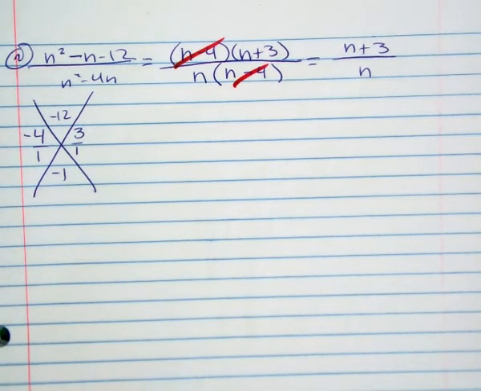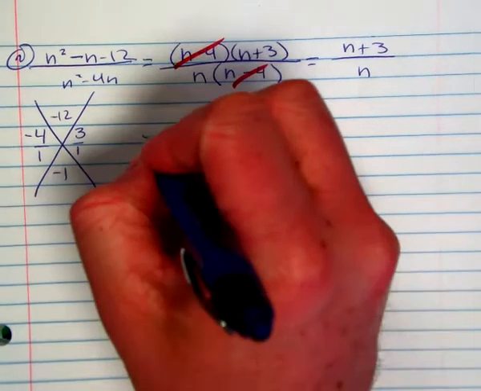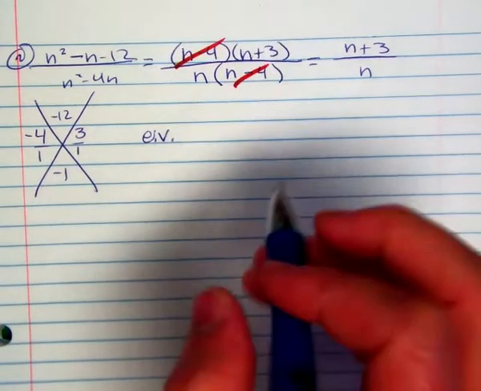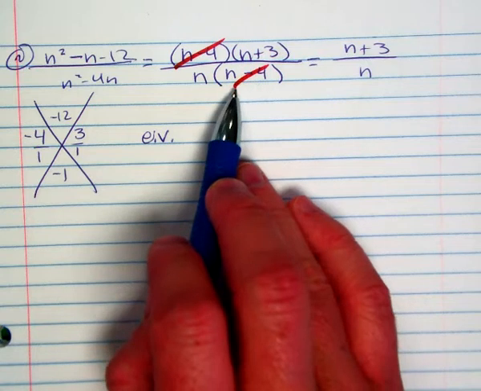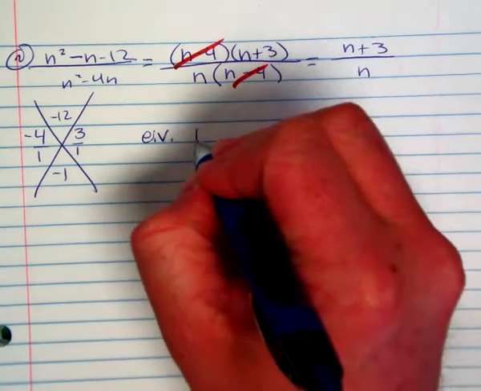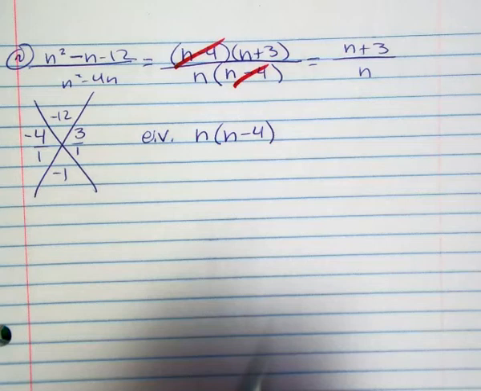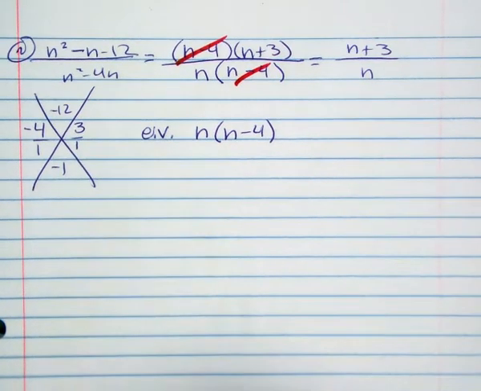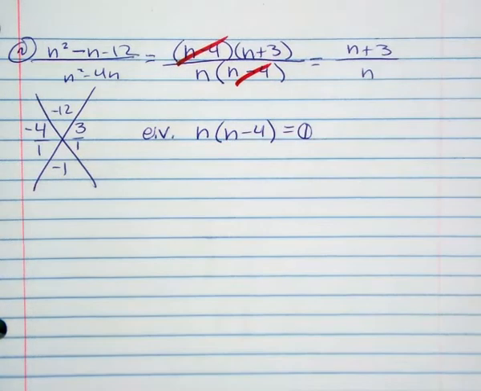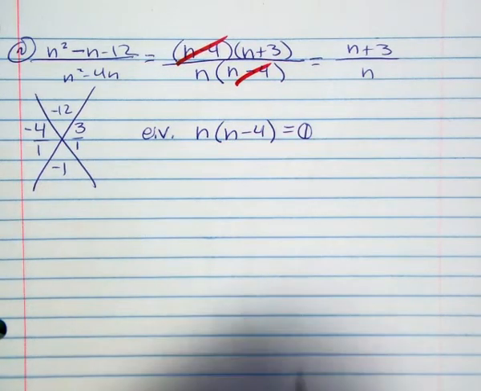Now, separately, we're going to do the excluded values. Your excluded values come from the denominator right before you crossed things out. Right before I crossed things out, I had n times n minus 4. And remember, your excluded values are numbers that make this equal 0. So we're going to solve for 0.